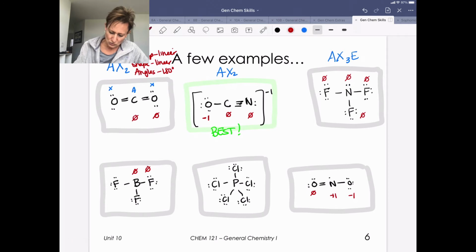So again, we're going to have an electron group that is going to be tetrahedral.